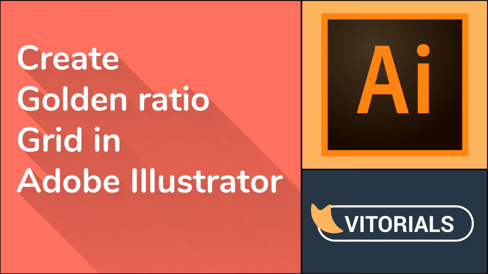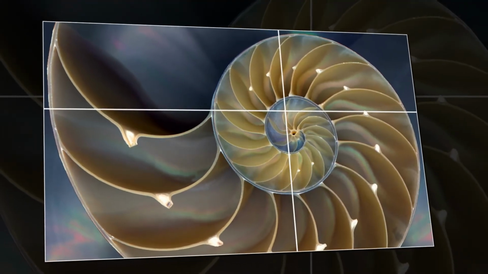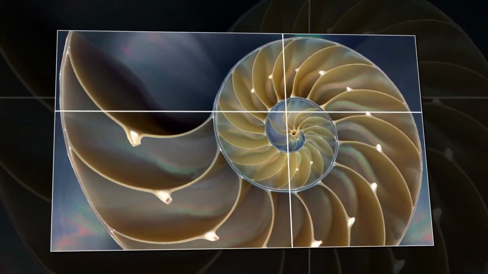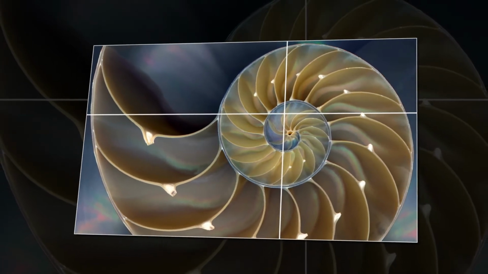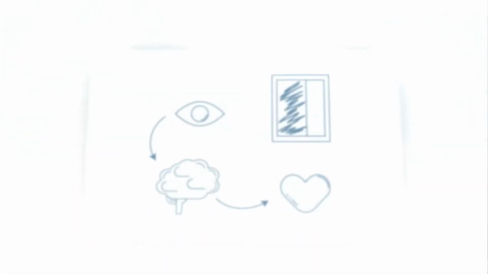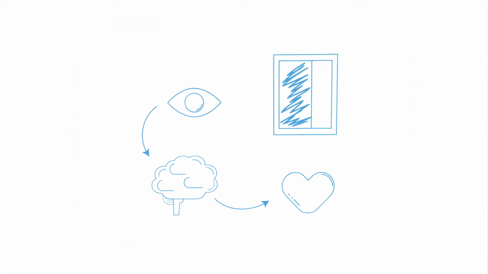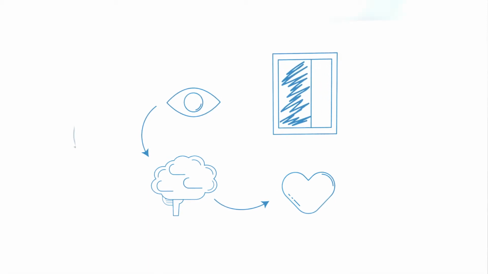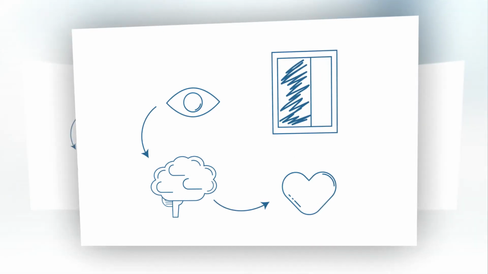Today I want to show you how to create a golden ratio grid in Adobe Illustrator. The golden ratio is a mathematical ratio that is widely found in nature and is very pleasing to our eyes. Recent scientific articles suggest that golden ratio aesthetics is wired into human beings, and the human brain prefers golden ratio composition more than anything else, because it activates an emotional part of the brain, the amygdala. So the human brain falls in love with the golden ratio.